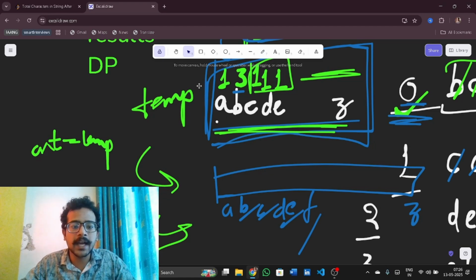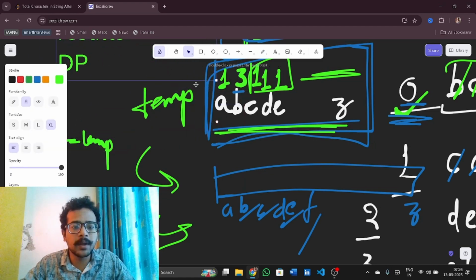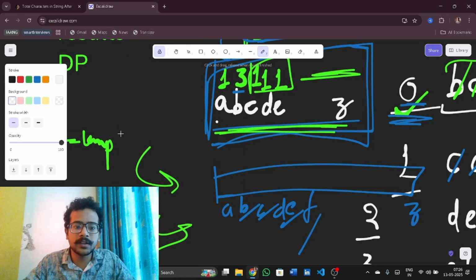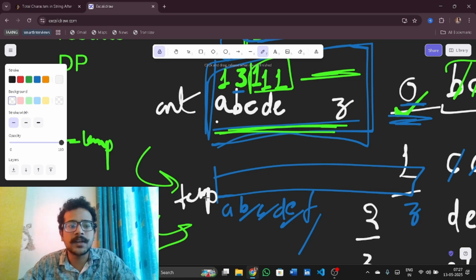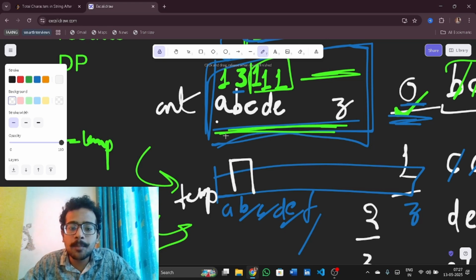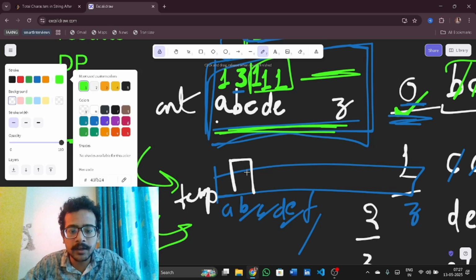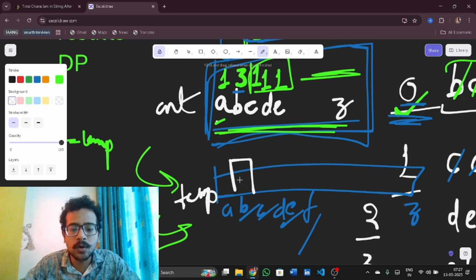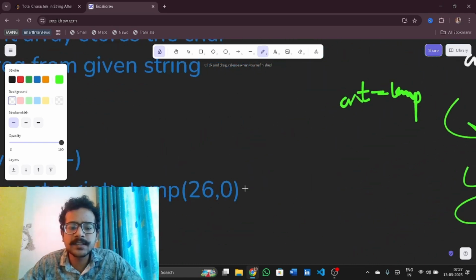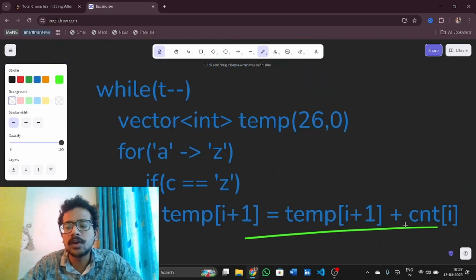Here I said that this will be our count array. Now this is the temp array, which is 0 everywhere, and I have initialized it now. So here, B should be incremented by the number of times A is present. It is 0 initially, and should be incremented by the number of times A is present. So I am incrementing it by 1. But bro, why? You can't just say that temp of I plus 1 is equal to count of I.